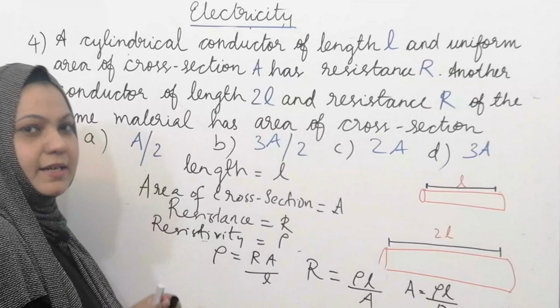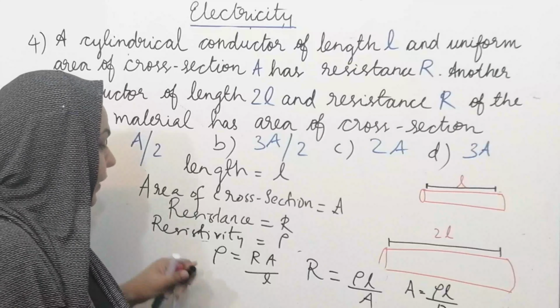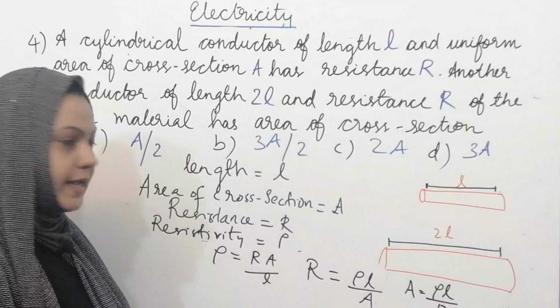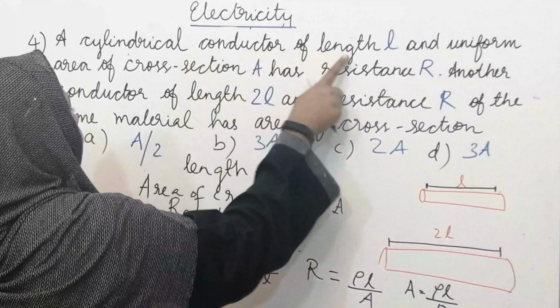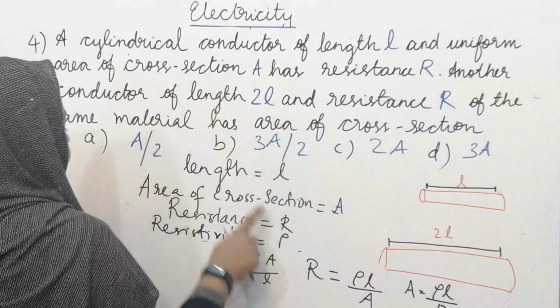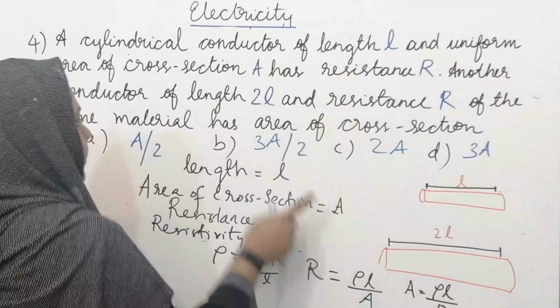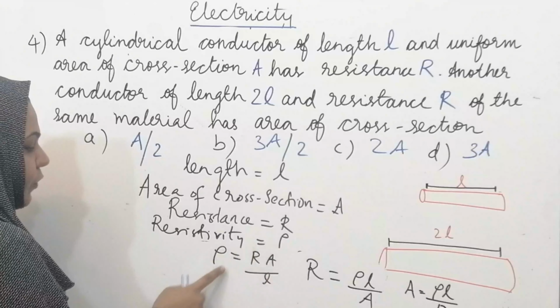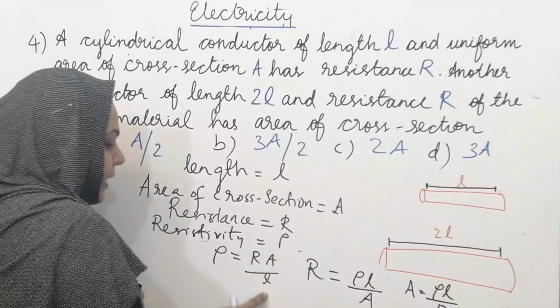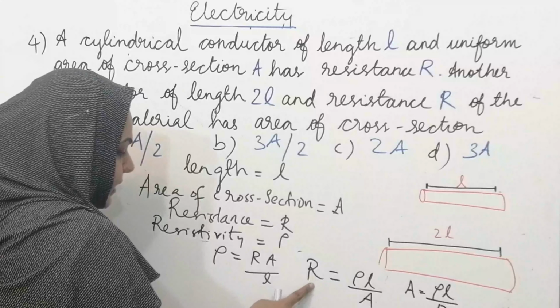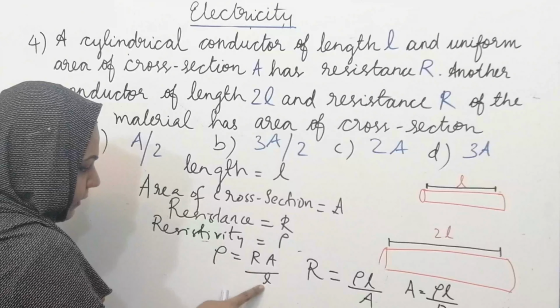Here this is just a derivation of resistivity, and from resistivity we are finding resistance. That's it. Here you can see length is L, area of cross section A, resistance R. We know that resistivity is rho. The formula for rho is RA by L. So from this you know that R is equal to rho L by A.